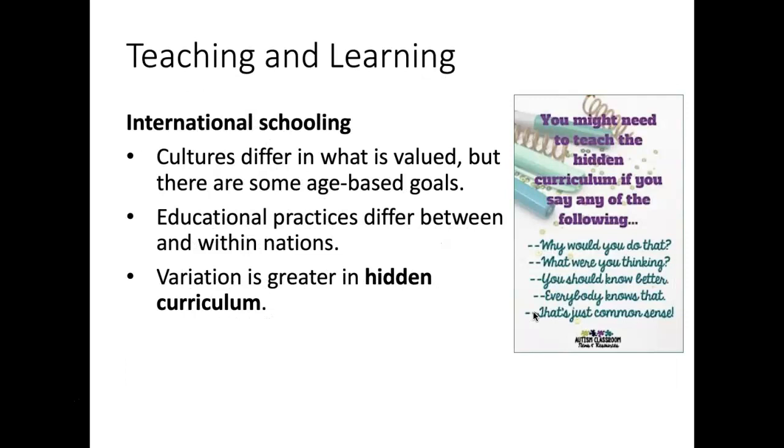So teaching and learning, international schooling: cultures vary and differ in what is valued, but there are some age-based goals we all have: reading by elementary school, math at certain levels by certain ages. Educational practices differ between and within nations. The variation is greater in the hidden curriculum. So the hidden curriculum is what is said and done and who it is said and done with. And the hidden curriculum can impact children quite a bit.